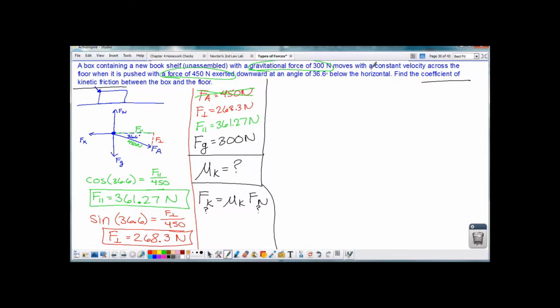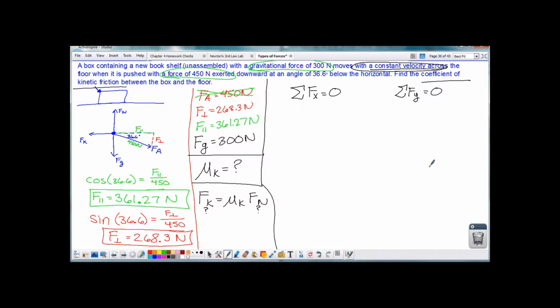It says the box is moving with a constant velocity. Anytime the object is moving with a constant velocity, we know it is in equilibrium. And when an object is in equilibrium, we know that the net force in the x direction is equal to 0, and the net force in the y direction is equal to 0. We know both of those things. So we're going to use them.